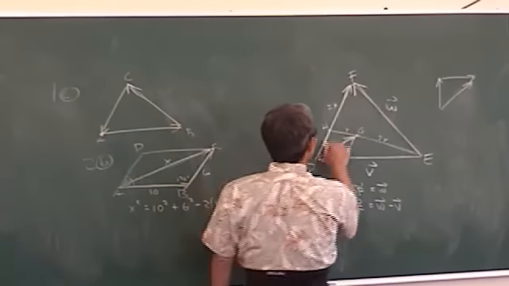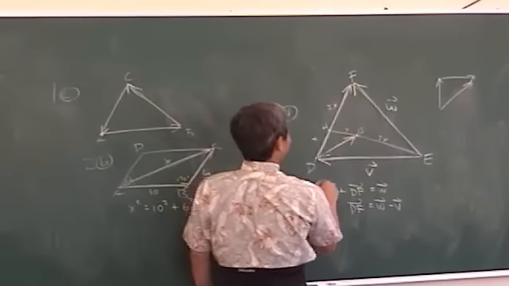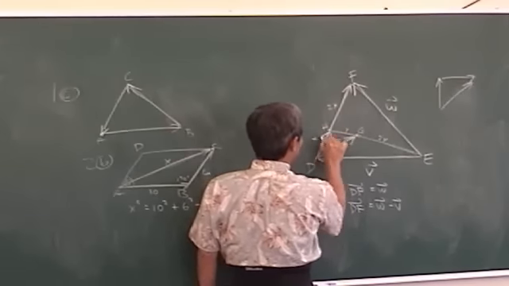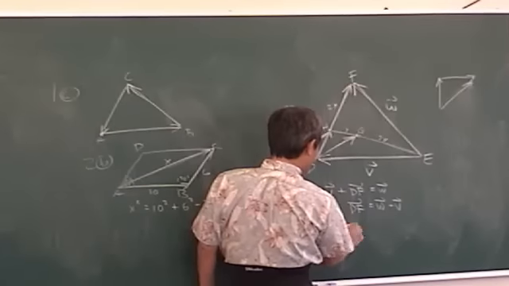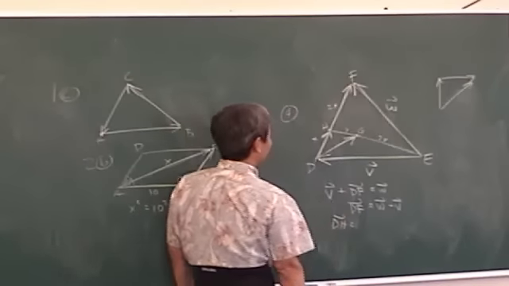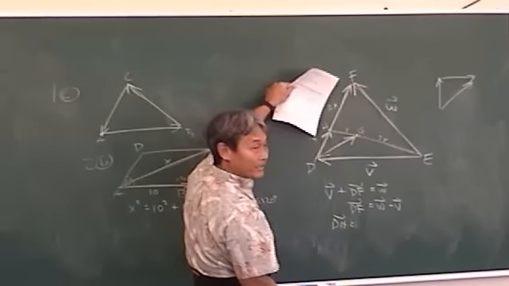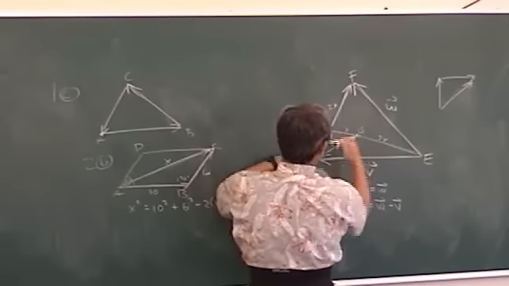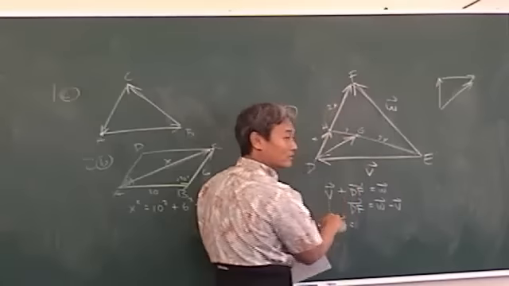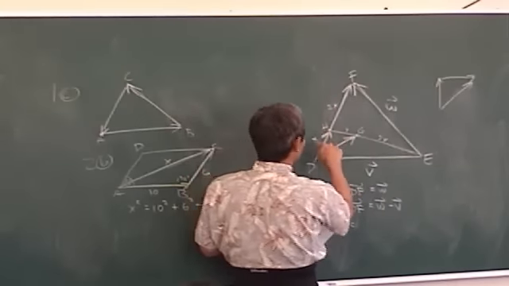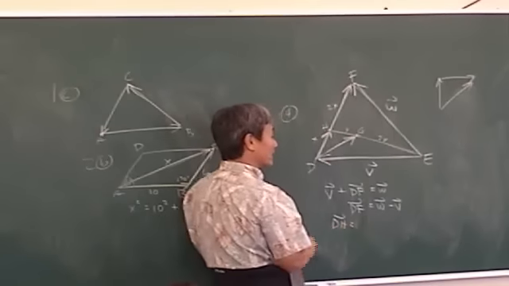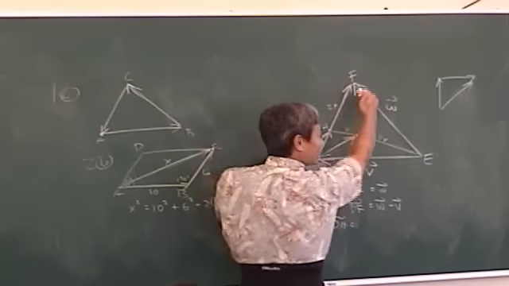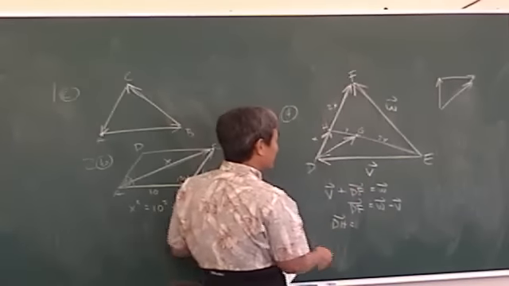Okay, now that we got DF, look at this vector right here. Look at vector DH. What can you say about vector DH? It's 1/3 of vector DF, right? Look, it's pointing in the same direction, except it's just 1/3 as long because the ratio is 1 to 2. So if I change the ratio to 2 to 3, then what would this be? 2/5 of the whole thing, right? All I'm doing is changing the ratio.